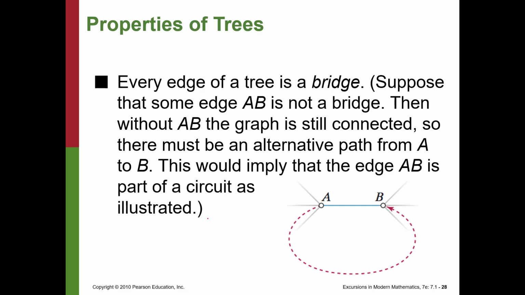Suppose that some edge AB is not a bridge. Then without AB, the graph is still connected, so there must be an alternative path from A to B. This would imply that edge AB is part of a circuit, as illustrated. So if this were not a bridge, taking it out, then you'd have some other way to get from A to B, and if that were the case, then you would have a circuit. So every edge is a bridge.